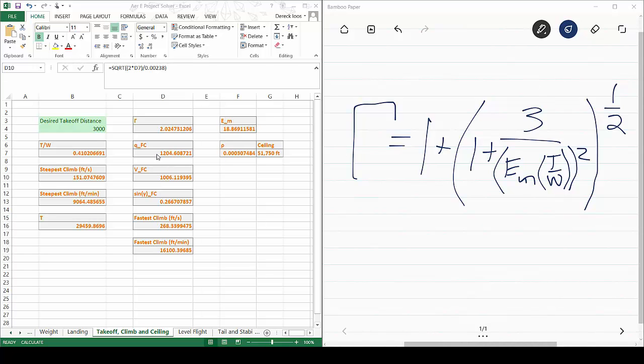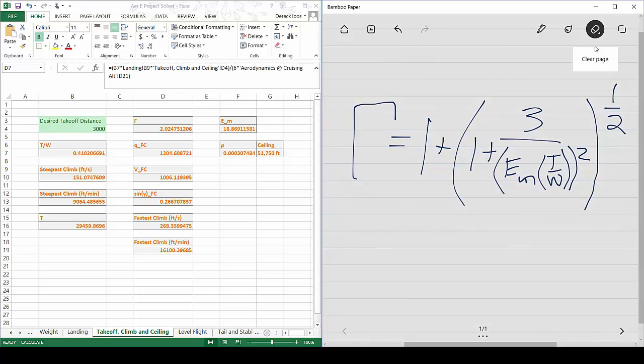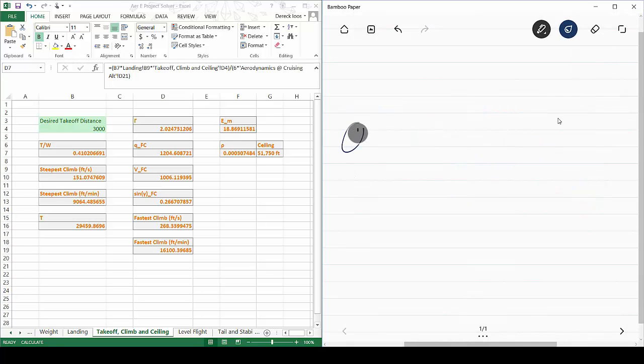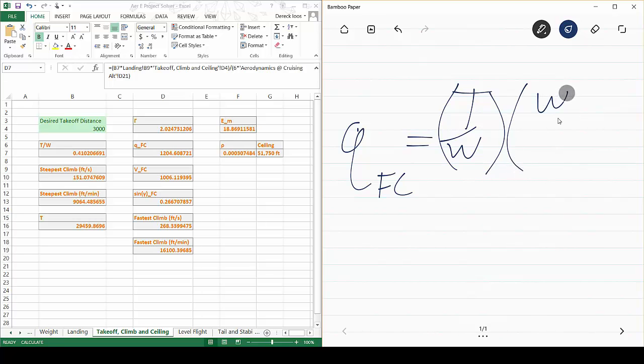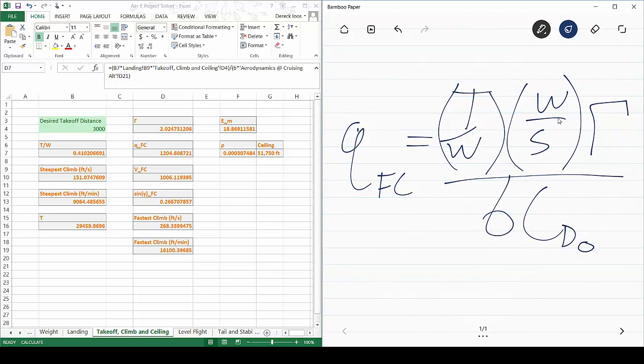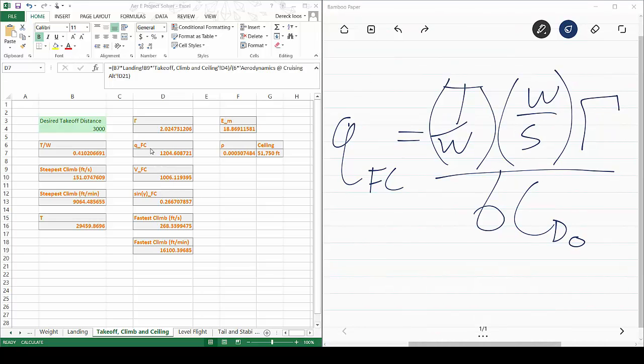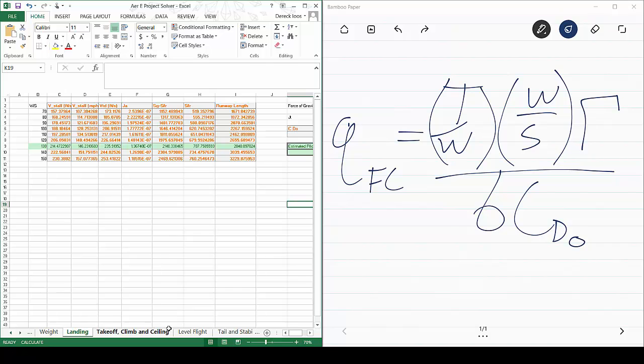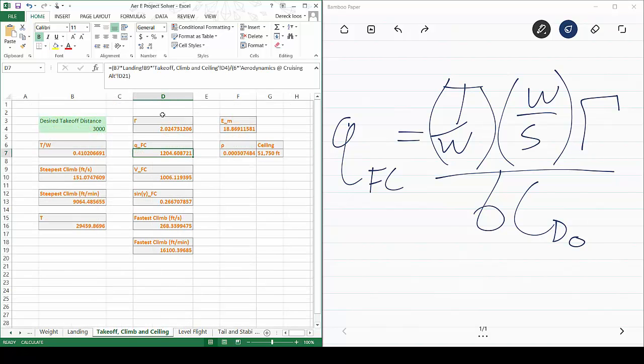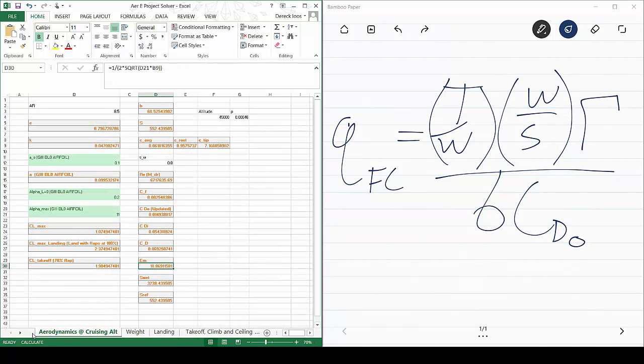Next, we're going to solve for our variable QFC, which is right here in my workbook. So QFC can be set equal to T over W times W over S times gamma divided by 6 CD naught. And as you can see here, QFC is equal to B7 times landing B9. So B7 right here is T over W, and landing B9 is W over S. And then D4, which is gamma right here, divided by 6 times aerodynamics at cruising altitude D21, which is CD naught.